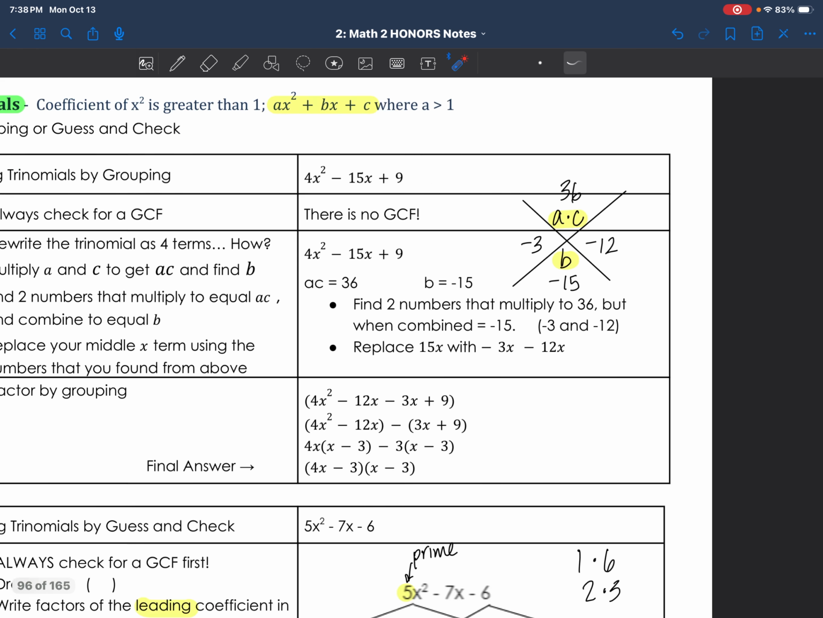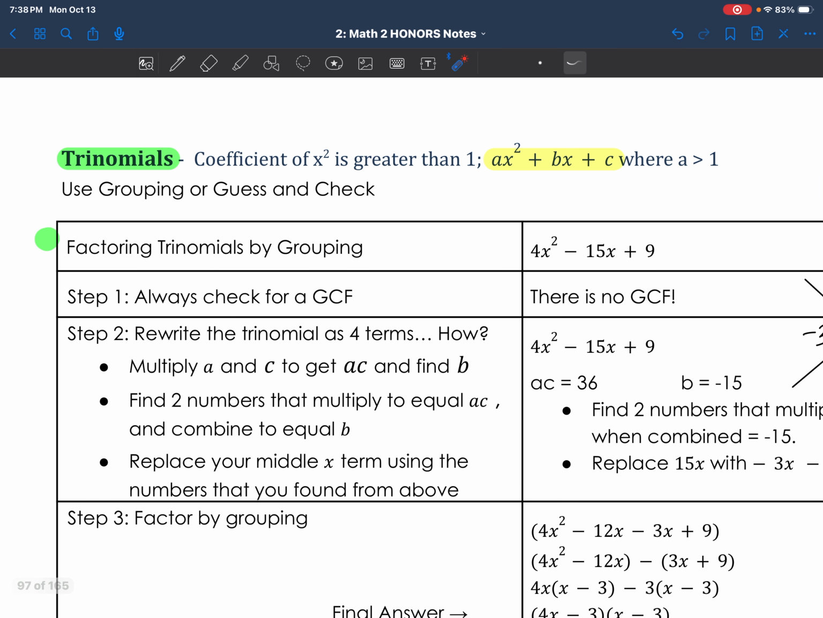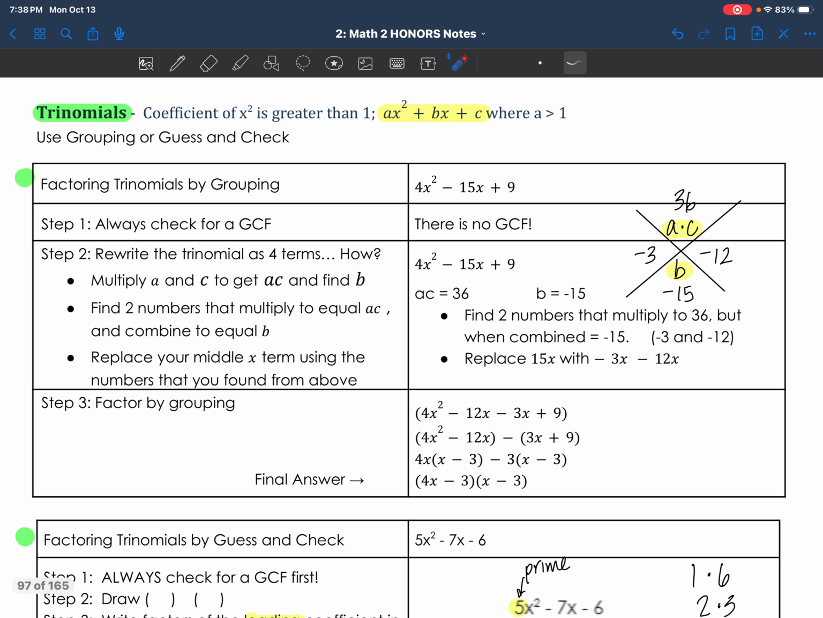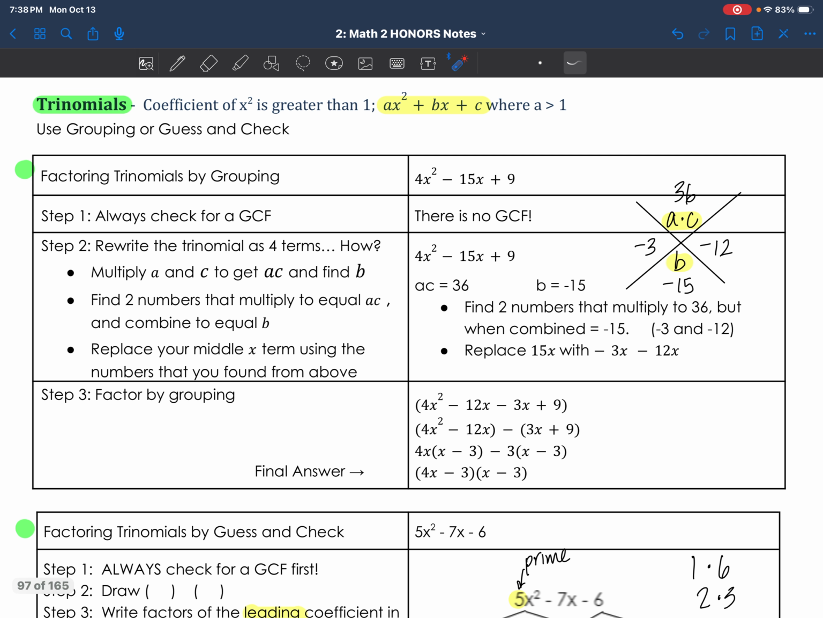All right, now we got trinomials. If the coefficient of x squared is greater than 1, it's always going to be ax squared plus bx plus c, where a is greater than 1. You can use grouping or guess and check. Truthfully for me, I just do guess and check unless it's one that I already know. Some of you may already know this because you've done the X game. There is just one trick.